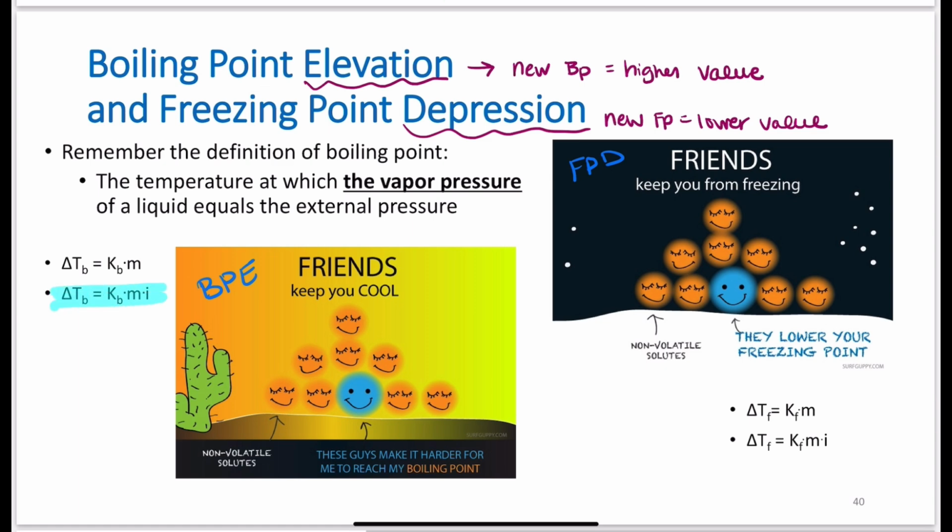Also, just for ease, memorize these two equations. The one above, I'll explain why it doesn't matter as much. The one above is for non-electrolytes, but the one below, delta TB equals KB times m times i and delta TF equals KF times m times i, is always valid, and we can deal with i even when it's a non-volatile substance. So I recommend just ignoring the top ones and memorizing the second ones.